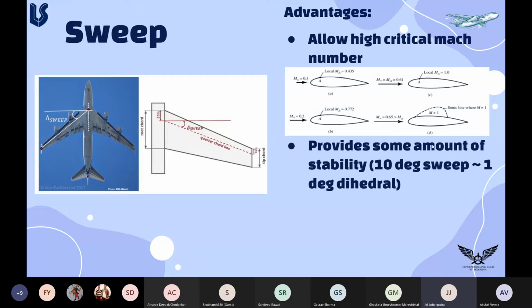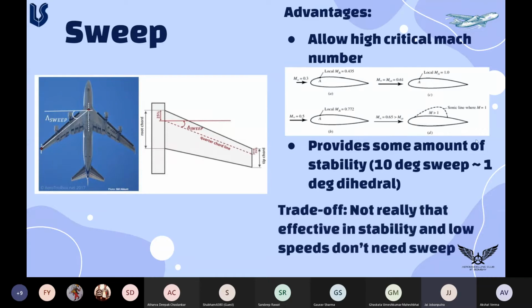If you see wing-only configurations, they rely a lot on delta wings, and they use a lot of wing sweep also. So this is because of some amount of stability. Now, as I discussed, the trade-off is that we do not really need that. 1 degree of dihedral is, I feel, way easier to do, because if we sweep the wing, we are making it way more difficult to manufacture. Dihedral is not that difficult to manufacture. So yeah.